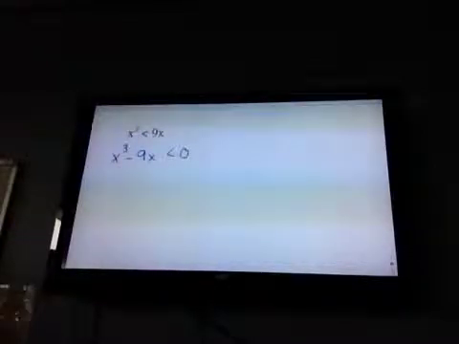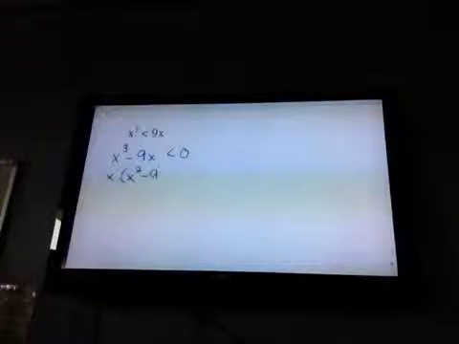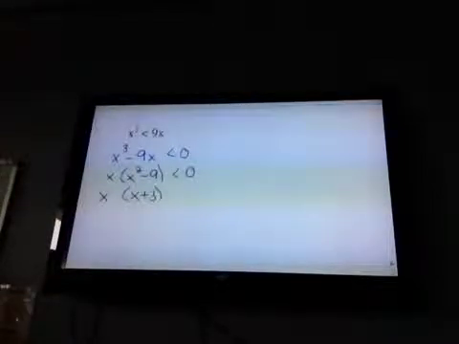Take out a common factor of an x. And I'm left with x squared minus 9 less than 0. Then I get a difference of squares. So I have x times (x plus 3)(x minus 3) is less than 0.